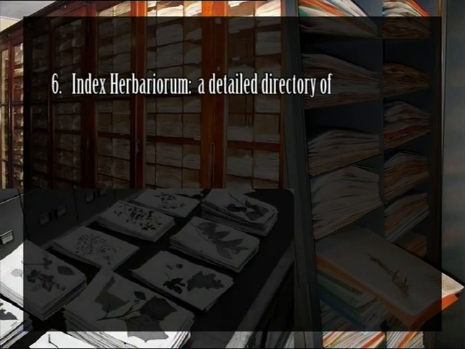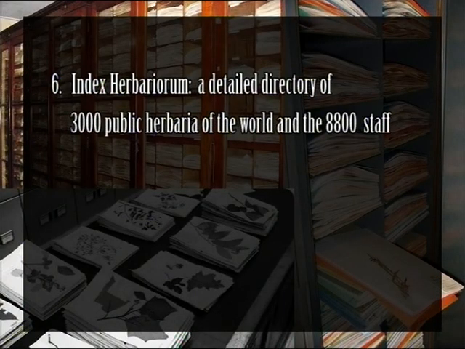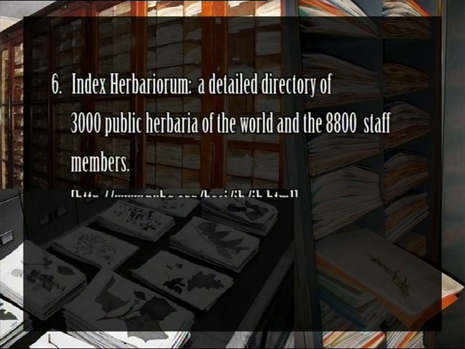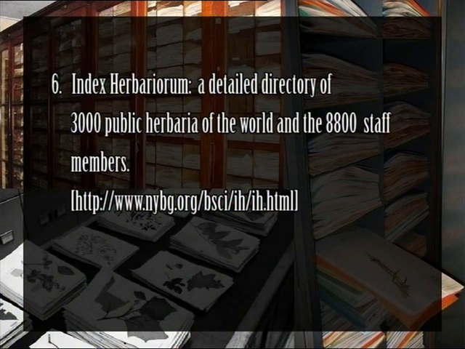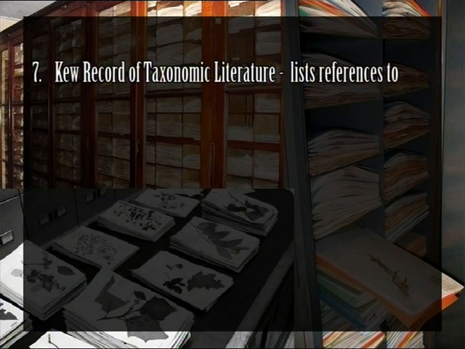We also have Index Herbariorum, a joint project of the International Association for Plant Taxonomy, that is IAPT, and the New York Botanical Garden. It is a detailed directory of about 3,000 plus public herbaria of the world and about 8,800 staff members associated with them. We also have Kew Record of Taxonomic Literature.